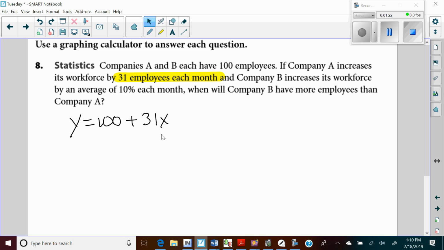Okay, now the next part here, it says company B increases its workforce by an average of 10%. So that's an increase. So we're going to use our growth or decay, in this case growth, function, where we have a times 1 plus r raised to the x. And we're going to plug in the 100 where we begin, and we're going to put 10% for the rate. And we'll convert it to a decimal, and we'll have 1 plus 0.10 raised to the x. And you can have just 0.1 here if you like.